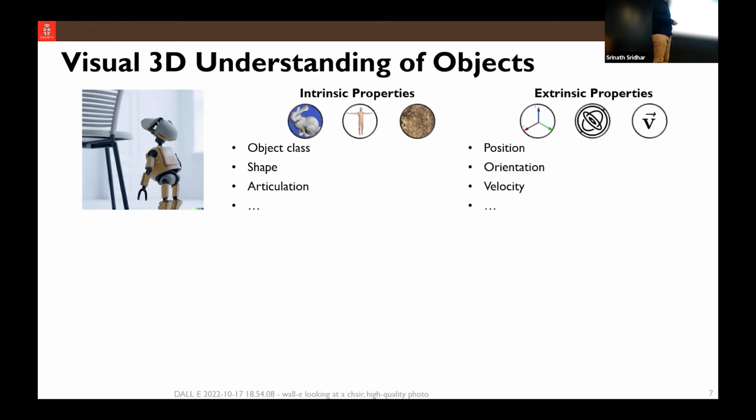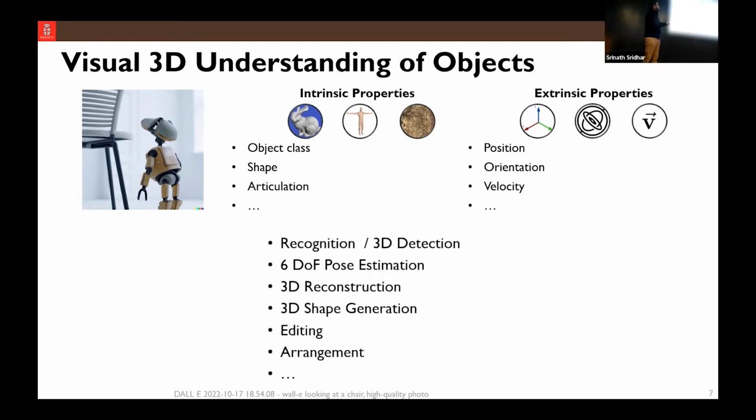We also need to know something about the extrinsic properties of the object with respect to some other global reference. Right? So this could be things like the position, orientation, velocity, and so on and so forth. So these are a non-exhaustive list of object properties that we might typically be interested in order to better understand objects.